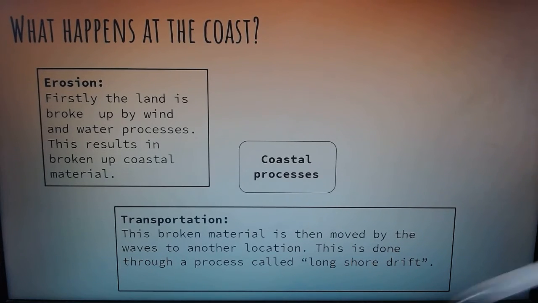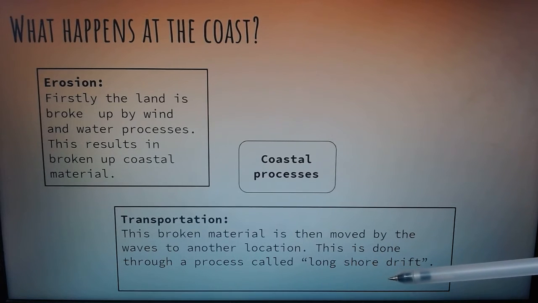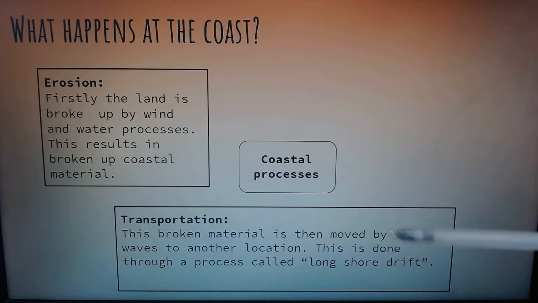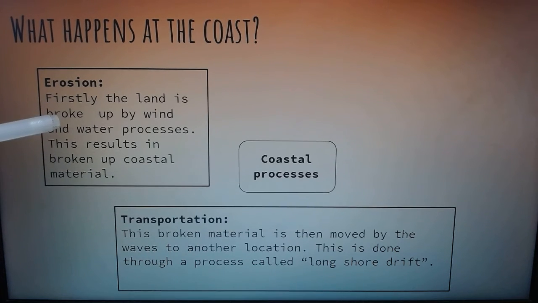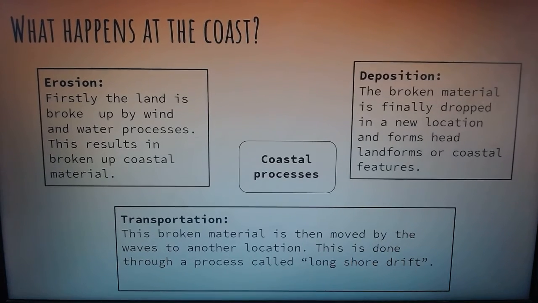Very simple. We all know what transportation is. This is done through a process called longshore drift. Now we will look at this probably maybe Thursday, we'll see. Alright, so all that broken material is washed out into the sea and then is moved somewhere else. Okay, the vast majority of it is moved to a new location. So the land has been broken up, it's been moved. The last thing that needs to happen is deposition.